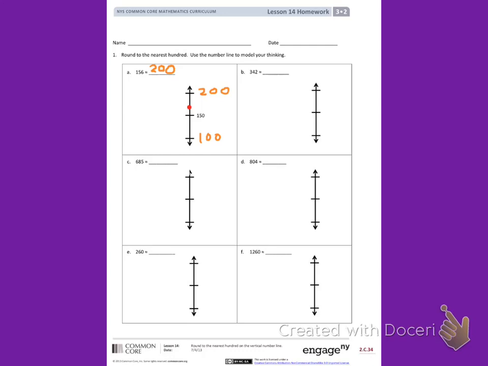Item B says 342. 342 is in between 300 and 400 when counting by hundreds. The midpoint or halfway point would be 350. Now plot where 342 would go. 342 would go about right there. When looking at the number line, you can see that when rounding to the nearest hundred, 342 is closest to the number 300.